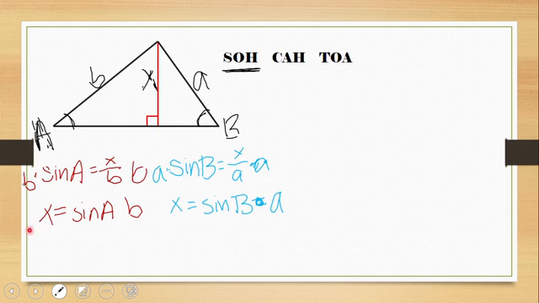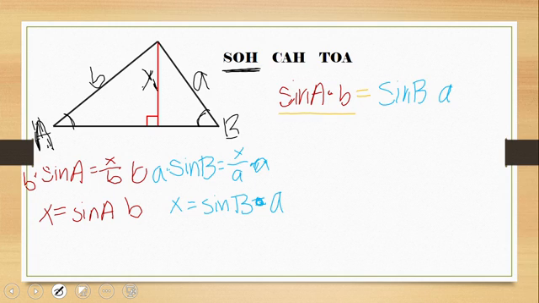So on this side we have x equals sine of angle A times b, and on this side we have sine of angle B times a. If both sides have x equals, we should know that sine of angle A times b is also equal to sine of angle B times a. So we would have sine of angle A times b equals sine of angle B times side a.